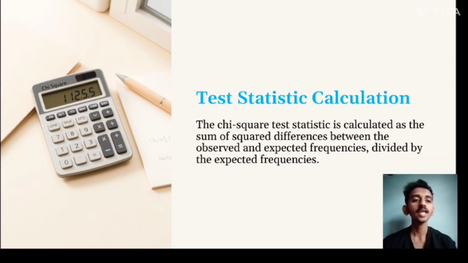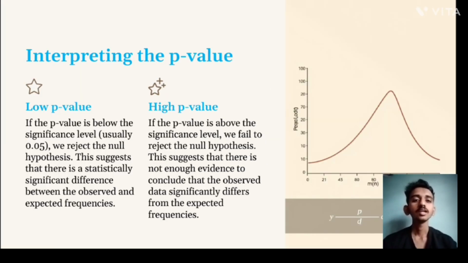Test statistic calculation. The chi-square test statistic is calculated as the sum of squared differences between the observed and expected frequency divided by the expected frequencies. Interpreting the p-value. There are two types: low p-value, high p-value. First, I am going to discuss low p-value.